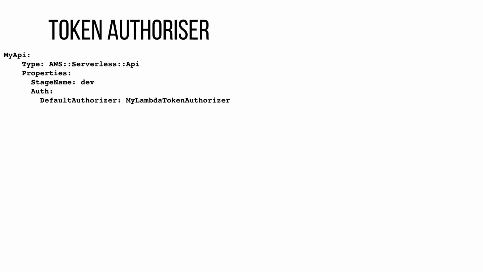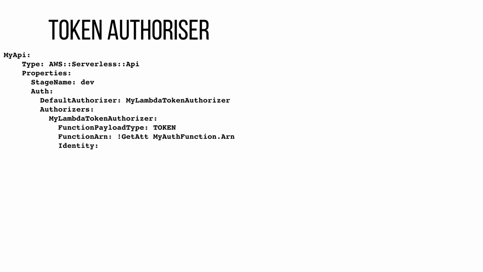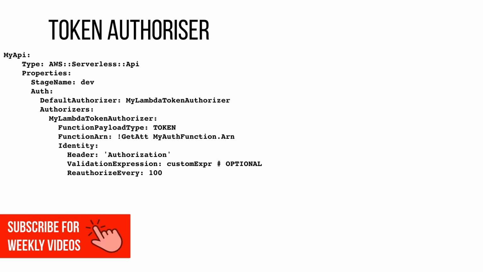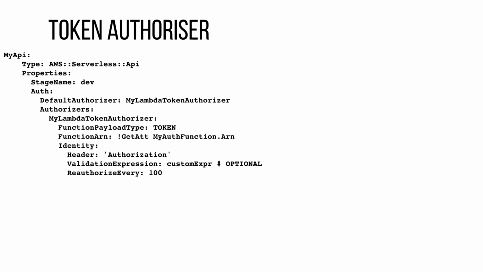We have the token authorizer that we already saw, and this is how we define it in our template YAML. We basically have, as always, my API with the same properties, and then we have a default authorizer, my Lambda token authorizer. We put the payload type to be token, and then we define the function that needs to execute to validate this token. Then we put the identity, that is the header, and the name of the header. And if we have a custom expression to do some validation of this header before the Lambda is called, we can put it here. And ReauthorizeEvery 100 is the caching. This is how the token authorizer works, and we already saw this in the previous video where we talked about the API Gateway authorizer using the token.